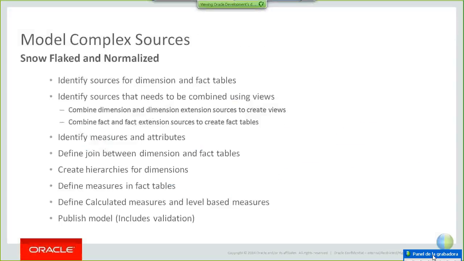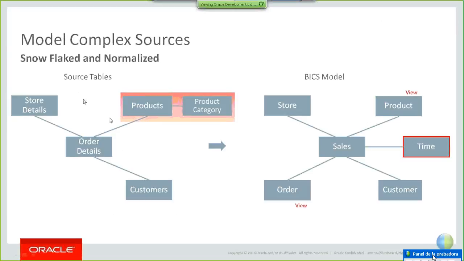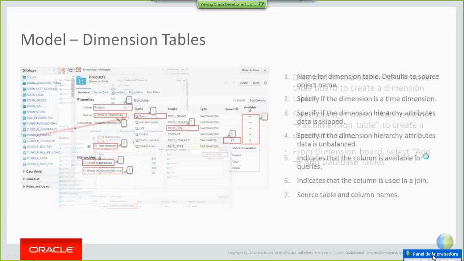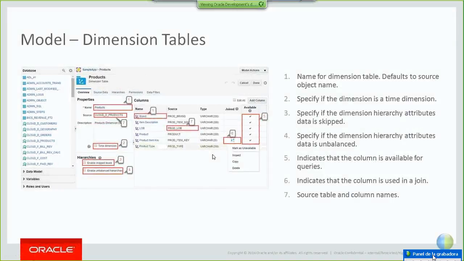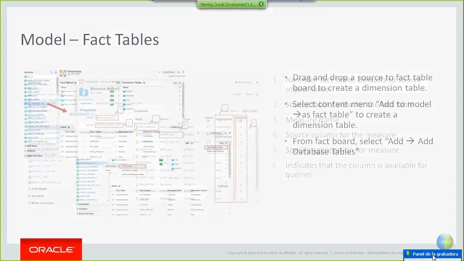So if you have snowflakes and normalized sources, say for example, you want the data to be extracted from products and product category, you create a view named product view, which has both product and product category columns, and you can leverage that in your BICS model. So this slide tells you the ways you create your dimension table, using the wizard-based or the manual approach, and the properties. It also gives you the hierarchy related properties, the fact. So all these are already explained.